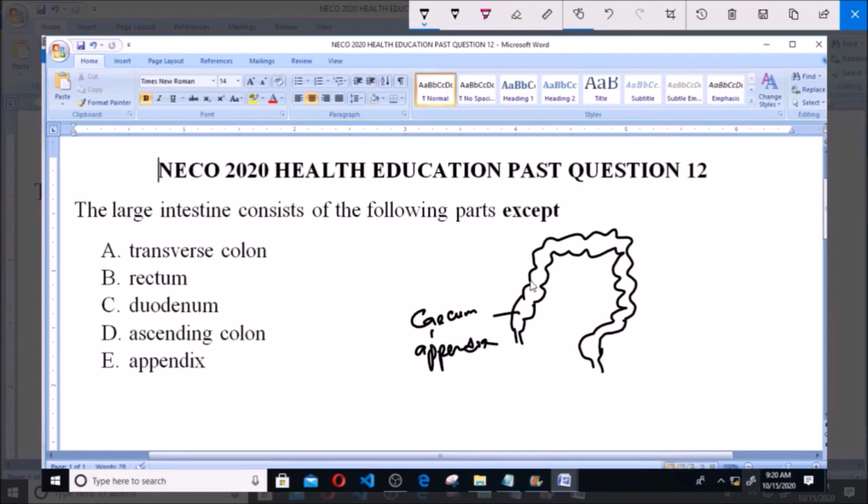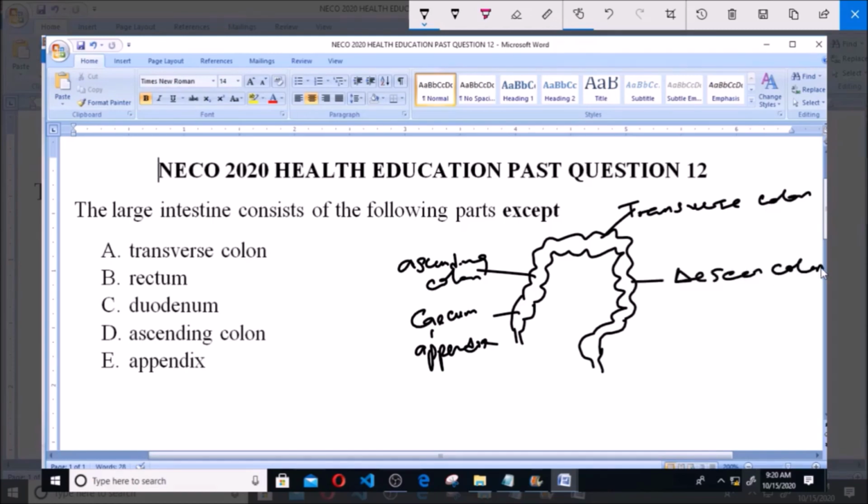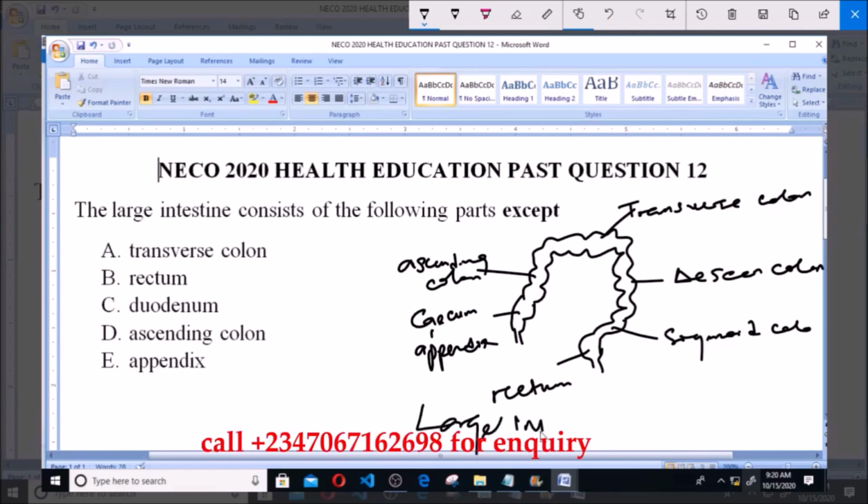Then here is the ascending colon, because another name for the large intestine is colon. The large intestine is also known as colon. So this is the ascending colon. Then here is the transverse colon. And here is the descending colon. Then we call here the sigmoid colon. And then here is the rectum. Now these are the various parts of the large intestine or colon.